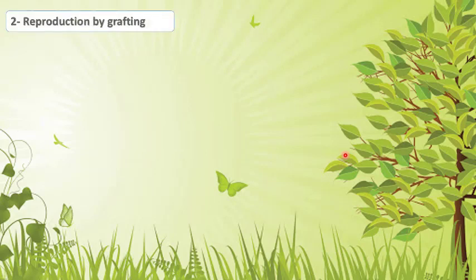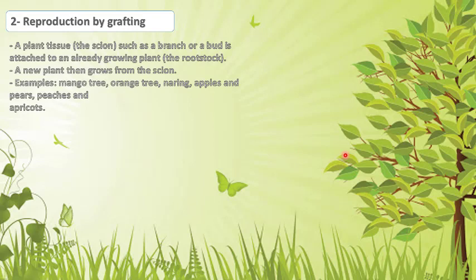Number 2, reproduction by grafting. A plant tissue, the scion, such as a branch or a bud, is attached to an already growing plant, the rootstock. A new plant then grows from the scion. Examples: mango tree, orange tree, naring, apples and pears, peaches and apricots.